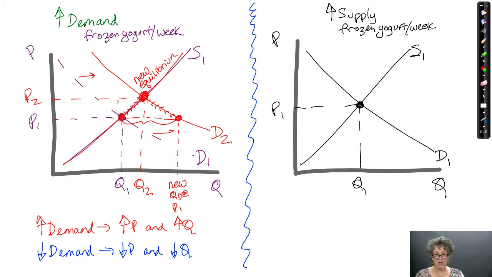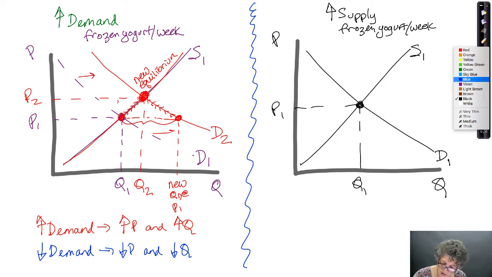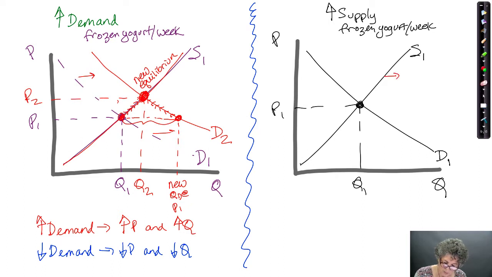Suppose that there's an increase in supply. It could be a decrease in input costs. Let's think about what happens if there's an increase in the number of sellers. When there's an increase in the number of sellers, what that means is that at each and every possible price, there's an increase in quantity supplied, so the entire supply curve shifts to the right.